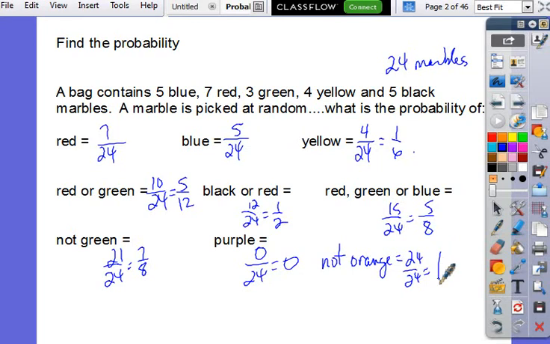So for these last 2, I want you to understand this. The lowest possible probability you could ever have is 0. The highest probability you could ever have is 1. A 0 means it never happens. A 1 means it always happens, every time, 100%. Like not orange, there are no oranges up there, so every one of these satisfies that question.